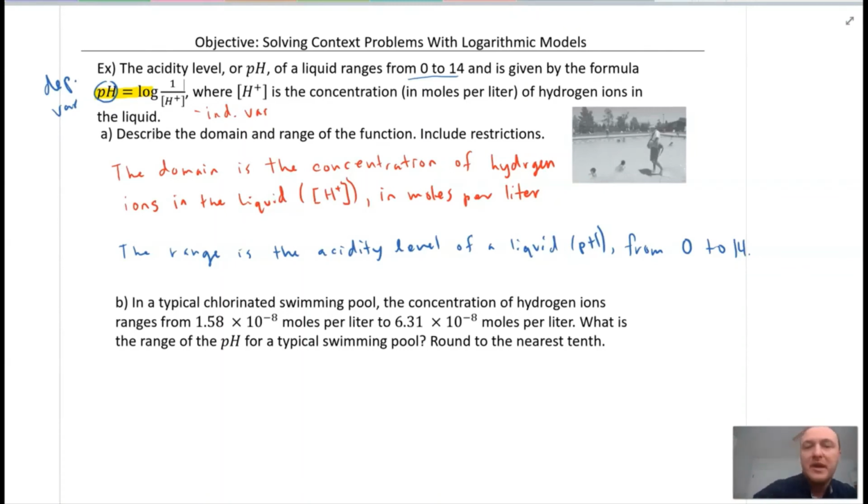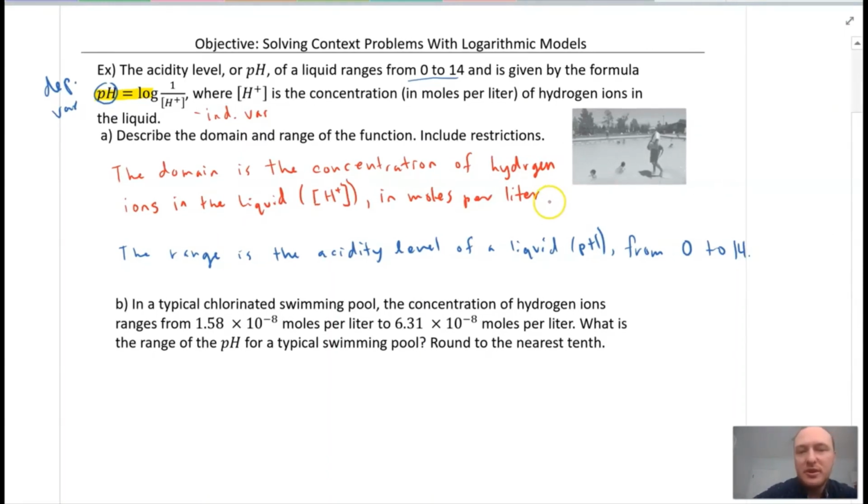So 1 is actually going to be our upper bound, and then for our lower bound, what value can H plus not be? Well, it can't be 0, right? So that's our restriction. So 0 to 1 in moles per liter, where 0 is less than H plus, which is less than or equal to 1.